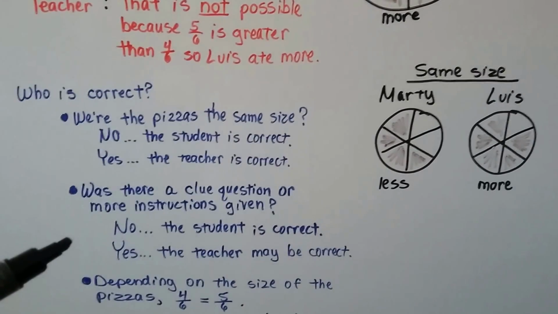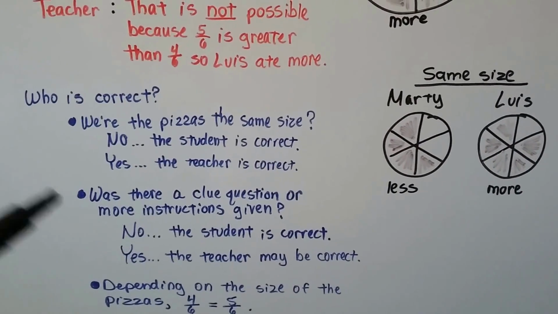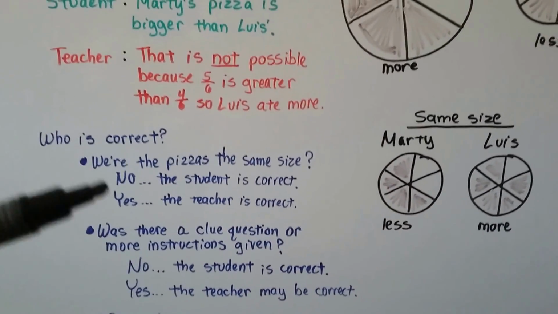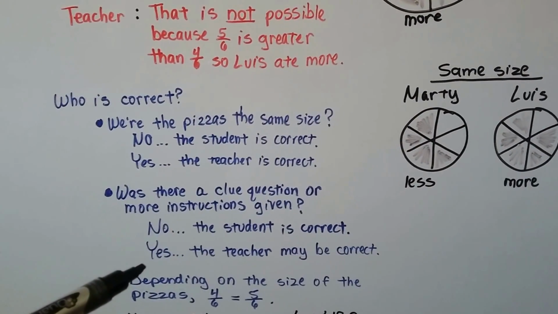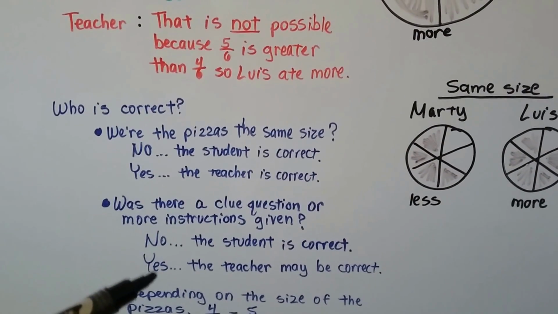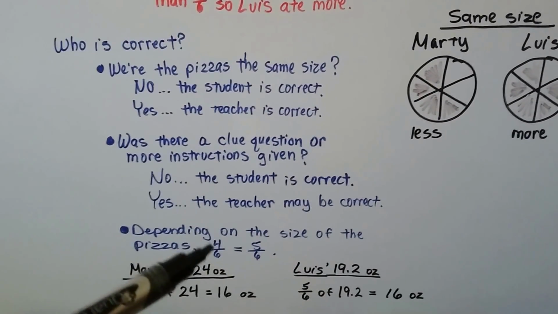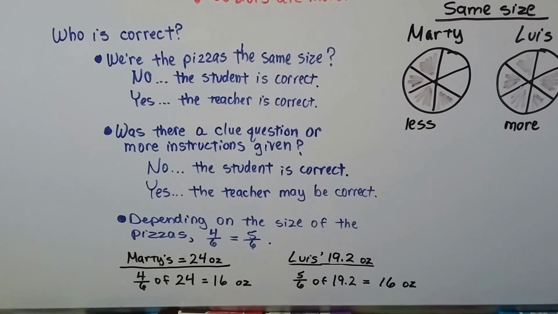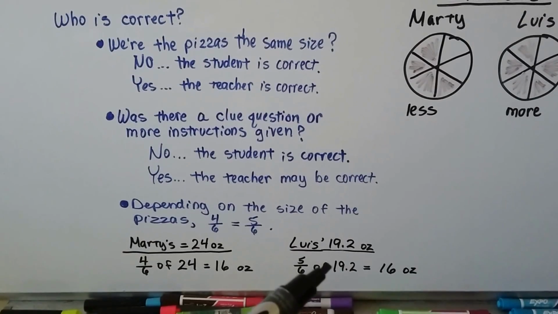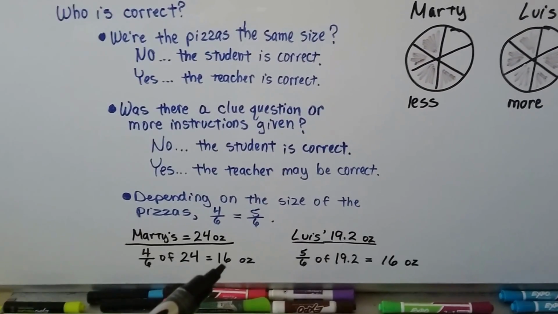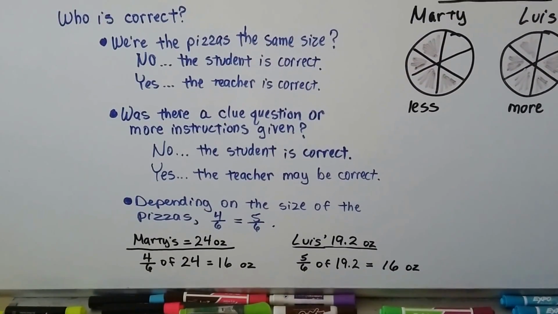Was there a clue question or more instructions given? No, then the student is correct because the only thing he can think of is it told us that Marty ate more, so it must have been bigger. If there were clue questions or more instructions given, then the teacher may be correct. And depending on the size of the pizzas, 4/6 could be equal to 5/6. If they're 2 different sizes and Marty's is 24 ounces and Lewis's is 19.2 ounces, 4/6 of 24 equals 16 ounces, and 5/6 of 19.2 equals 16 ounces. They could even be the same.